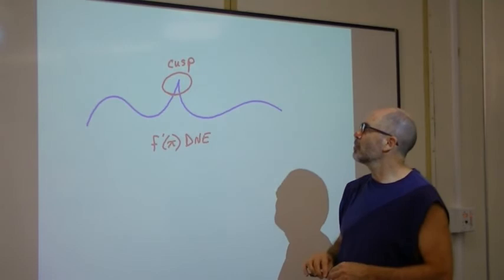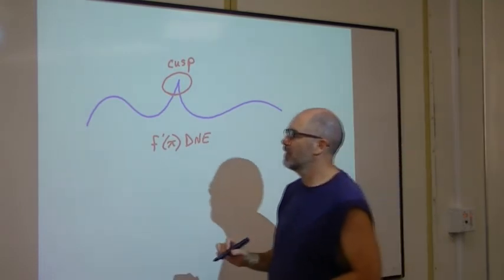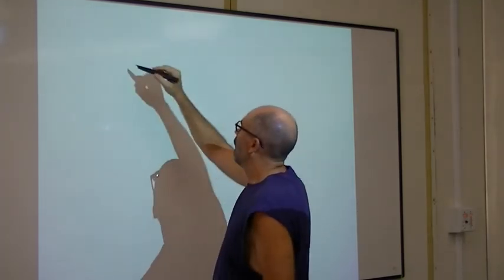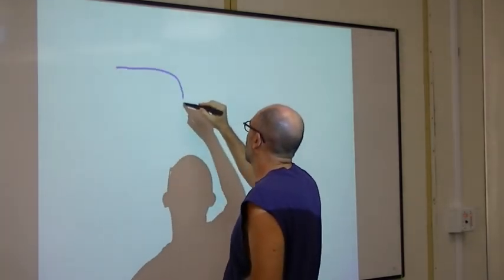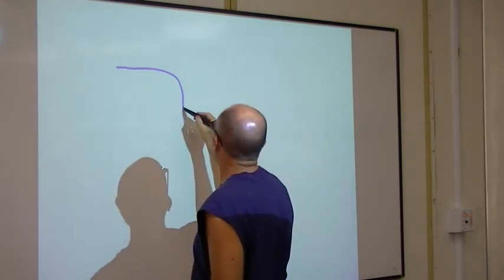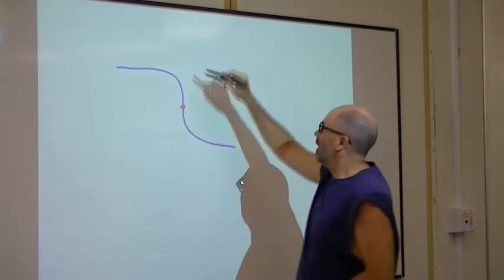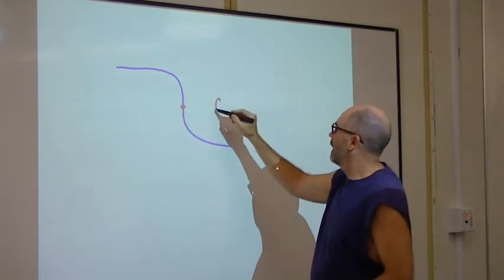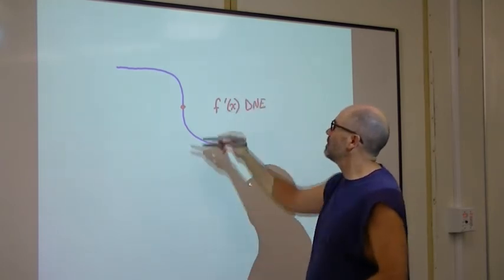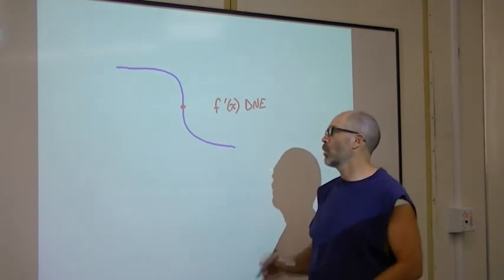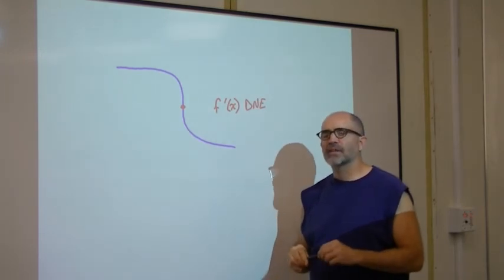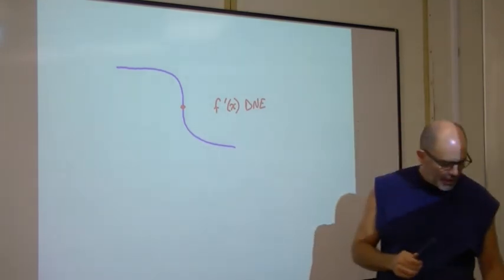Now there's one other place where a derivative doesn't exist, and that's going to be where you have a vertical tangent. Okay, right here, that's a vertical tangent. f prime of x does not exist. Why? Because it would be negative infinity or positive infinity. So those are the places that your derivative does not exist.